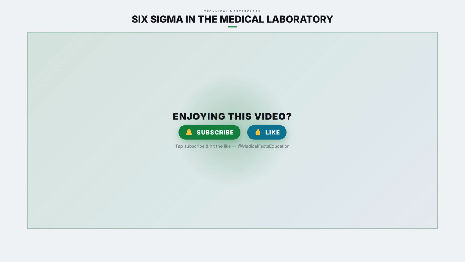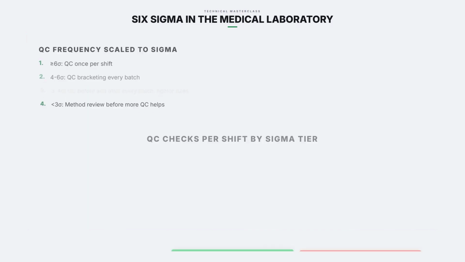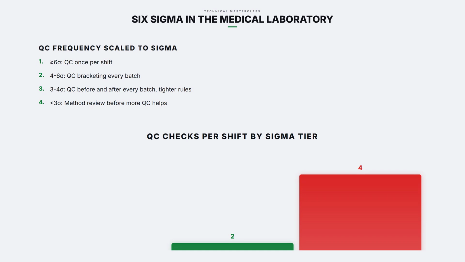Sigma turned into a practical scheduling decision. A 6 sigma analyte might justify QC once per shift. A 4 sigma analyte needs QC bracketing every batch. A marginal 3 to 4 sigma analyte needs QC before and after every batch with tighter rejection criteria, the same lab, same day, running genuinely different QC intensity depending purely on each analyte's sigma.